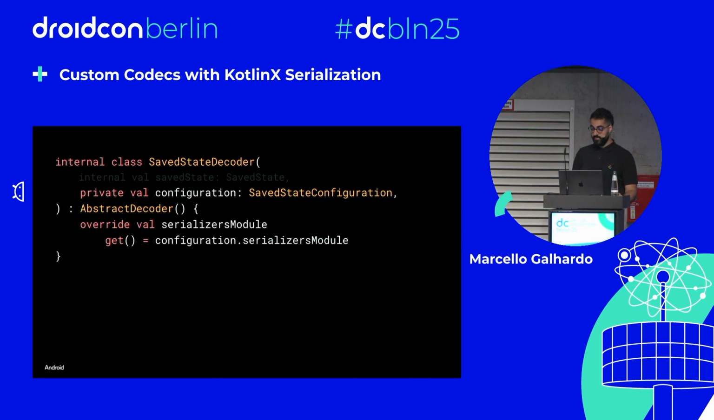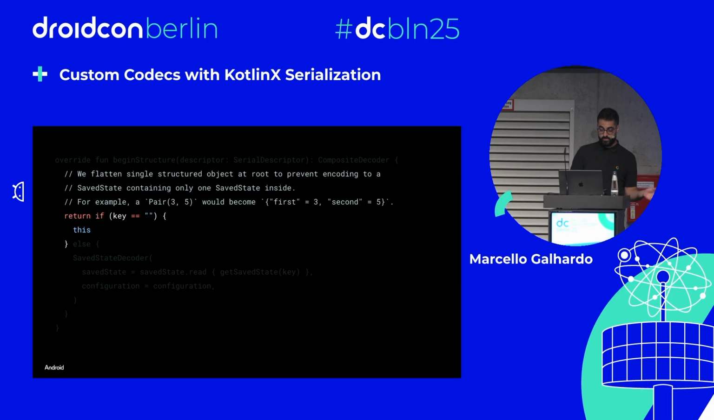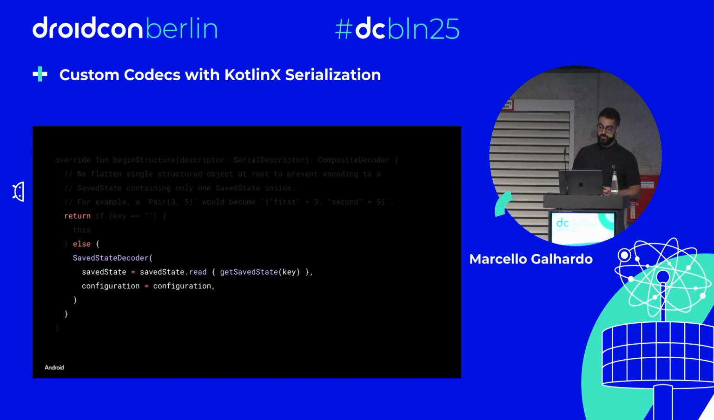And this is the full SavedState decoder. This is the SavedState decoder implementation. It's the same idea, but reversed. The begin structure, again, from the decoder. If we are the root, key is empty, we flatten the object as we did with the encoder. If it's not the root, we read the child SavedState from the parent, and we return a new SavedState decoder from that child. So we are basically traversing the nested structure that we created with the encoder.